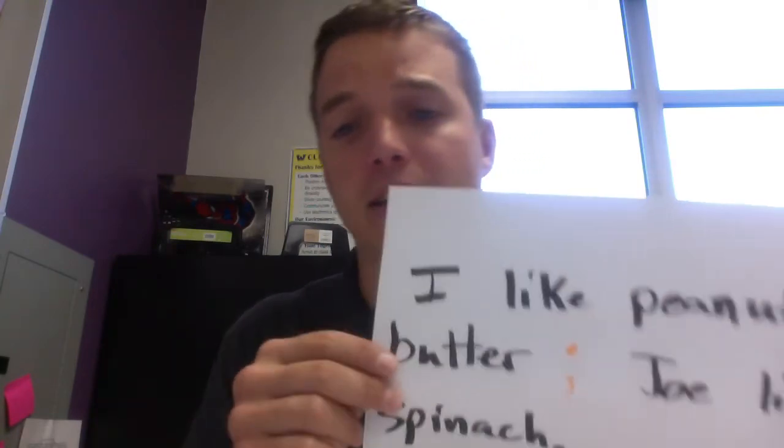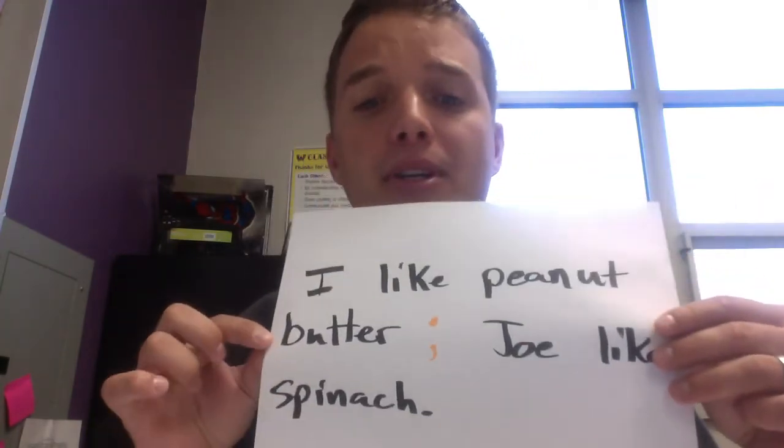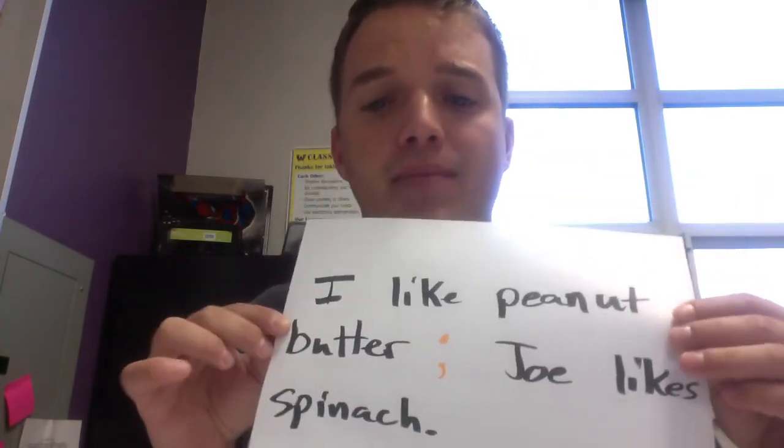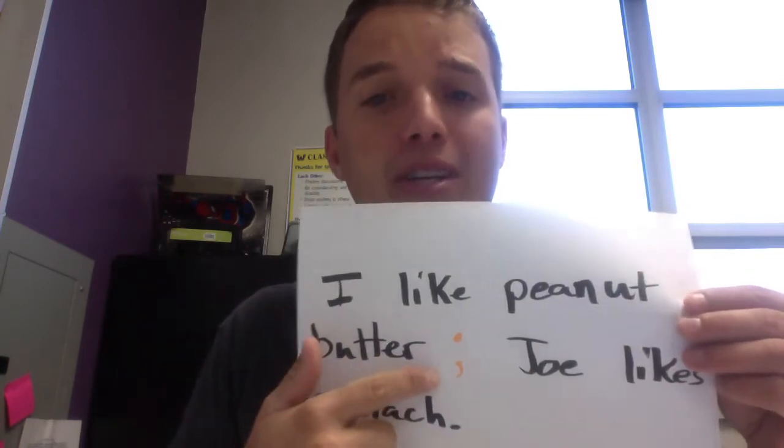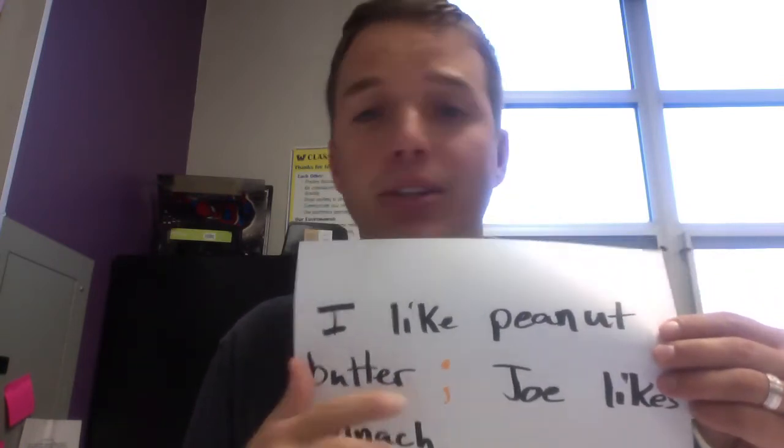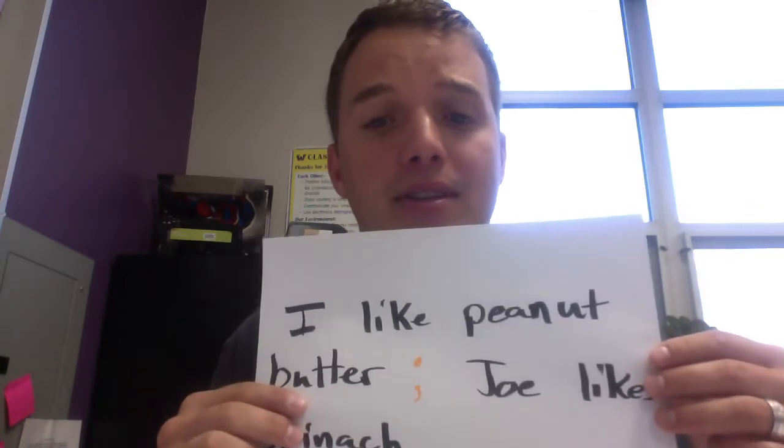Here's how you can use a semicolon to join two independent clauses. I like peanut butter; Joe likes spinach. Notice I just have a semicolon. When you use the semicolon, you don't need a conjunction or anything else. You just put that right in between the two independent clauses.